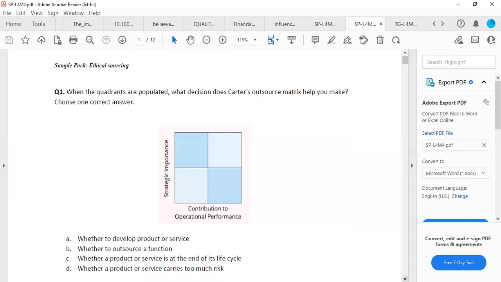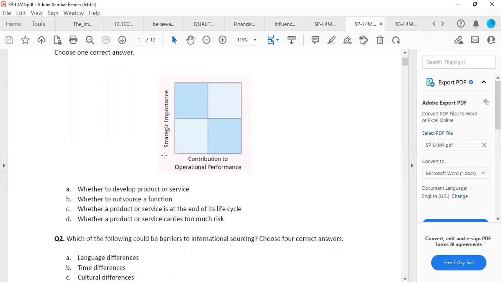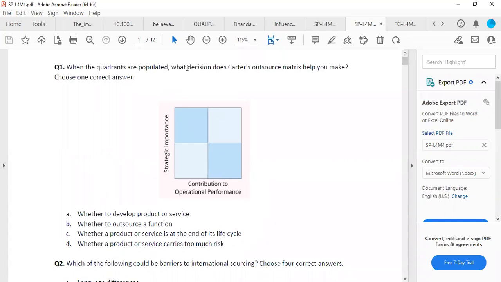Question 1. When the quadrants are populated, what decision does Carter's outsource metrics help you make? So if you look at Carter's outsource decision metrics, the horizontal axis looks at the contribution to operational performance, and the vertical axis looks at the strategic importance of the activity. Now we've been asked, what decision does the Carter's outsource metrics help us to make?